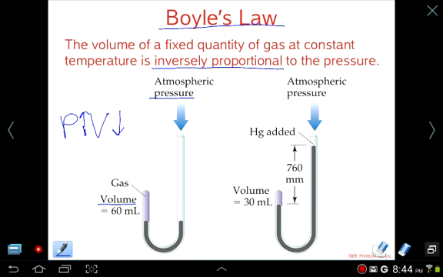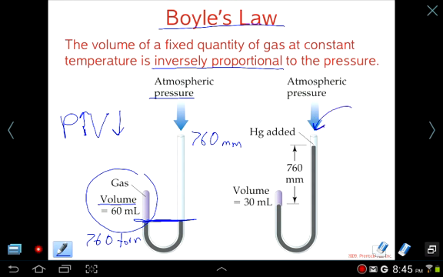This can be seen with this little experiment using a manometer. Here we have a volume of 60 milliliters at atmospheric pressure, which we'll say is the standard 760 millimeters of mercury. Notice how the two lines are on the same level, meaning the pressure of the gas is 760. So a volume of 60 mL at 760 torr. Once we've added another 760 millimeters worth of pressure, we've effectively doubled the pressure. And as you double the pressure, the volume goes down to 30. You've doubled the pressure and halved the volume. This is just a fancy way of showing that as pressure goes up, volume goes down.